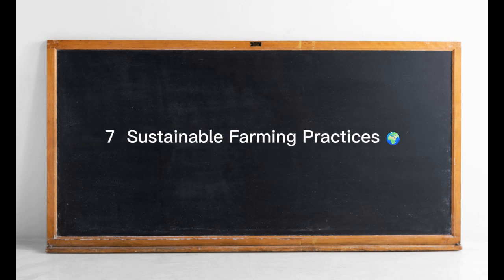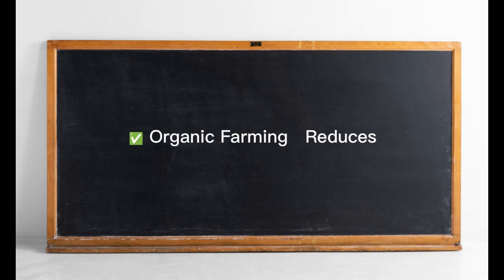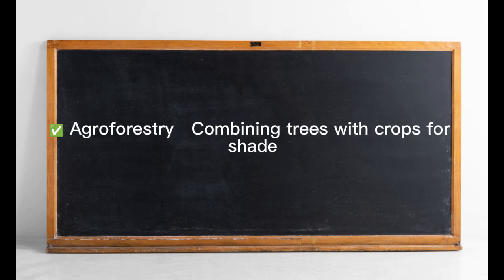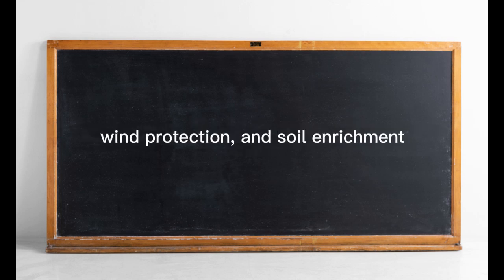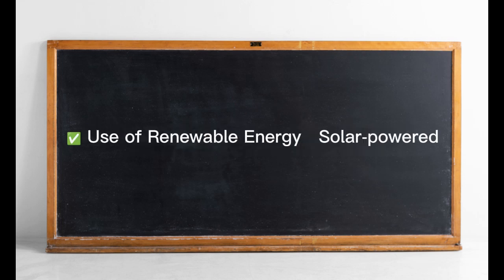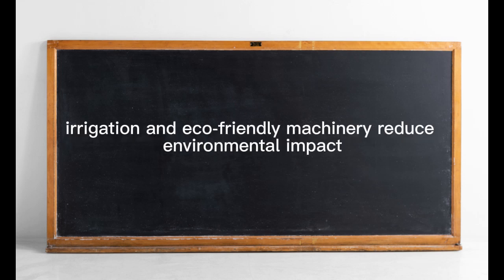7. Sustainable farming practices. Organic farming reduces chemical use and maintains soil health. Agroforestry, combining trees with crops for shade, wind protection, and soil enrichment. Conservation tillage minimizes soil disturbance to prevent erosion. Use of renewable energy, solar-powered irrigation, and eco-friendly machinery reduces environmental impact.